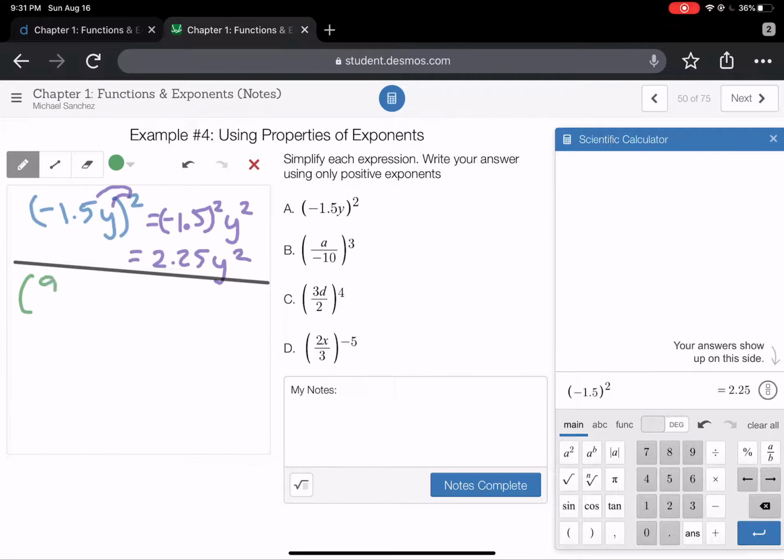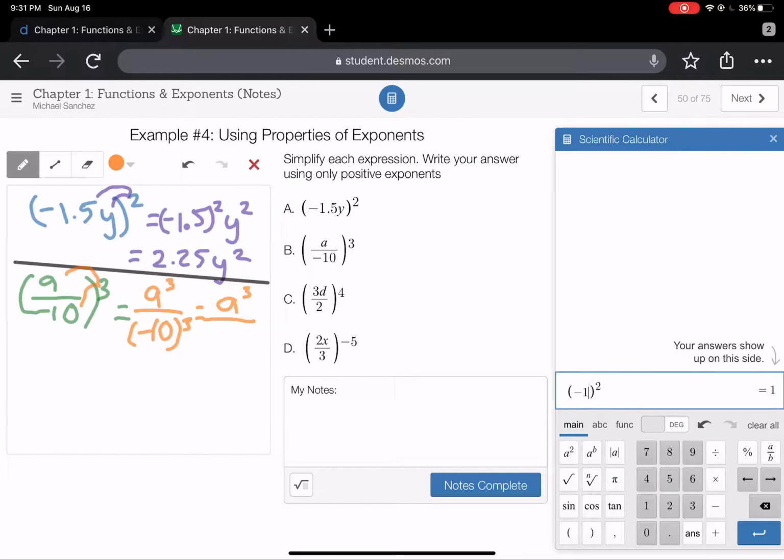Next up, we have a over negative 10, all to the power of 3. Again, because the exponent is on the outside, I'm going to attach it to everything inside. So this is going to become a to the power of 3 over negative 10 to the power of 3. Then if we simplify it further, we're going to have a to the power of 3 over, and now in our calculator over here, negative 10 to the power of 3 is going to give us negative 1,000. And that's our answer right there.